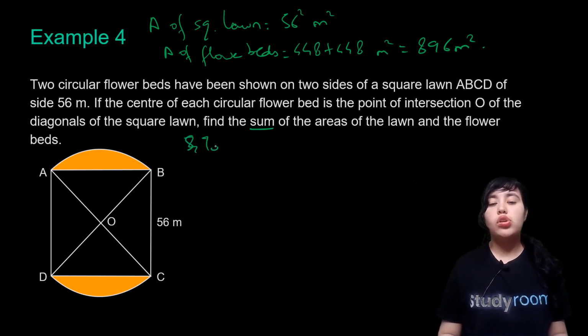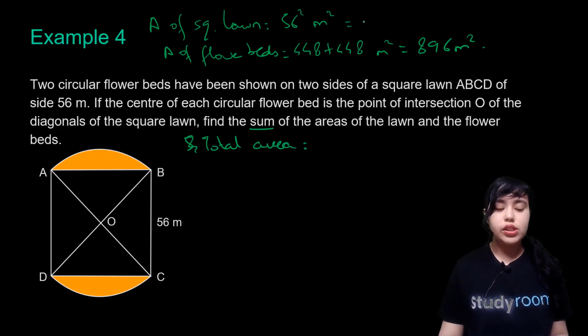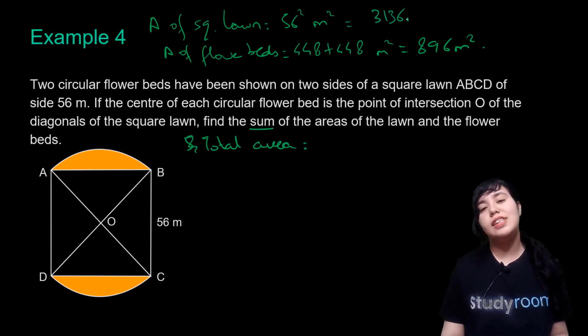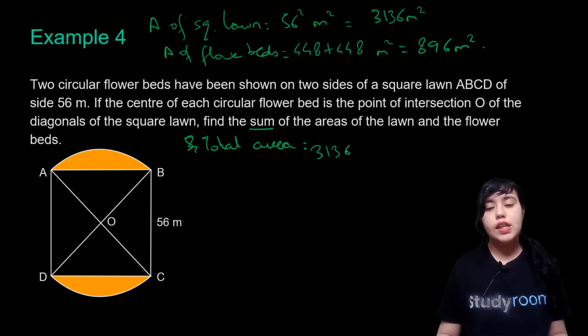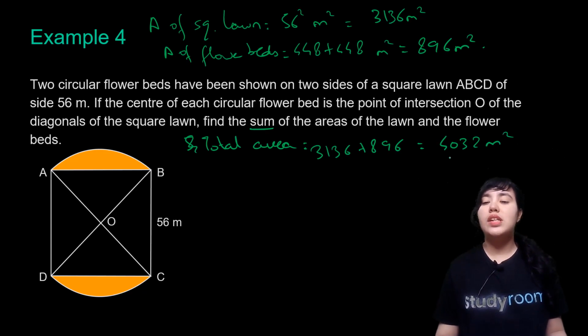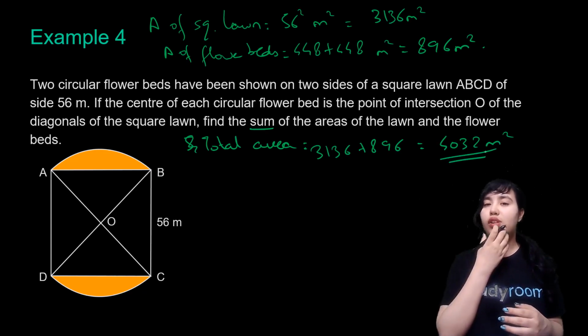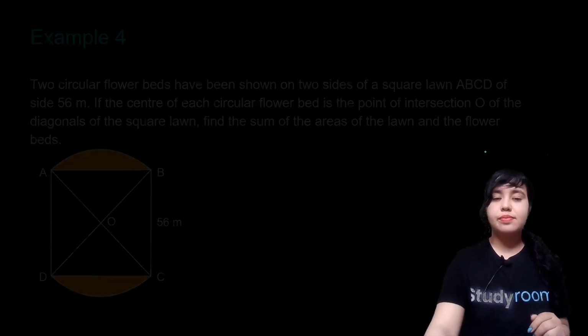So you can say total area is equal to 56 square. This 56 square is actually 3136 meters square. So 3136 plus 896, and that turns out to be 403 meters square. So this is the sum of the area of the lawn and the flower bed.